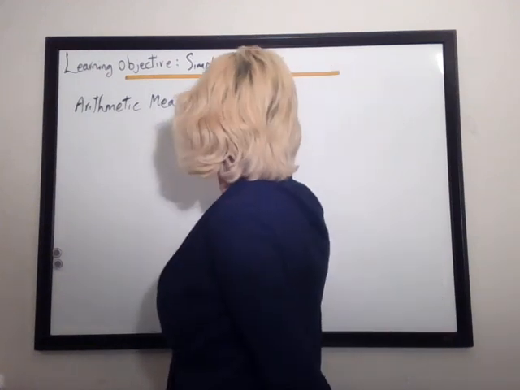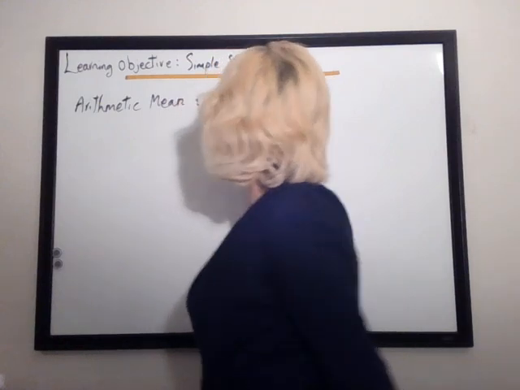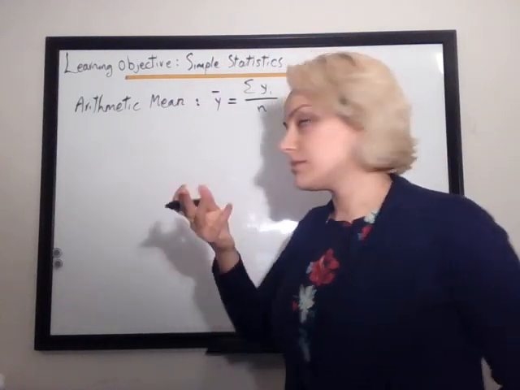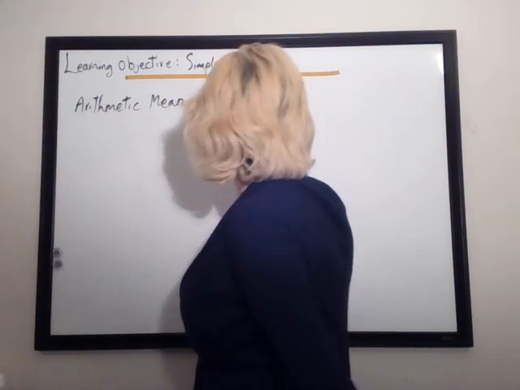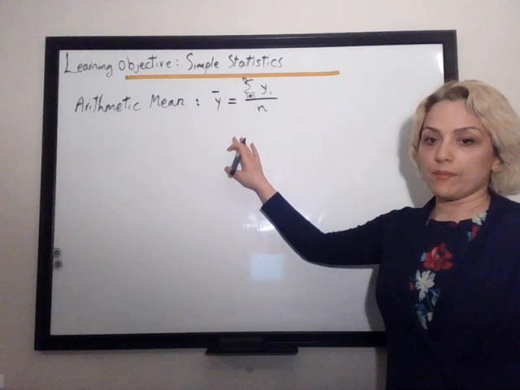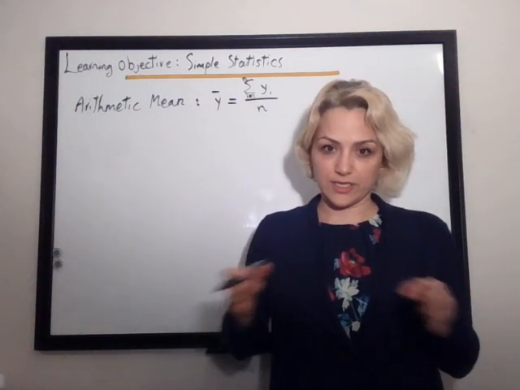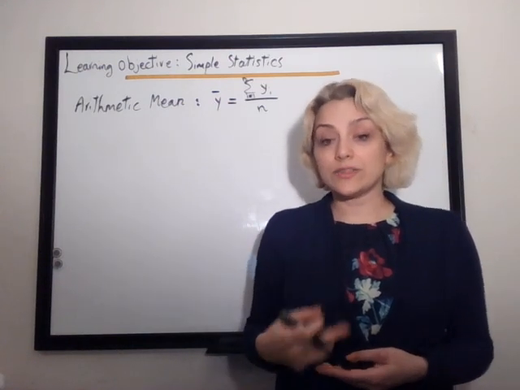The mean is the sum of yi over n, where i starts from the first data point to the nth data point. So this is the mean that we would have. It gives us the center, right? The central tendency.